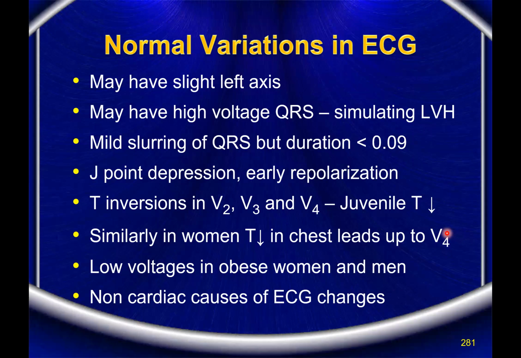Normal variations may include slight left axis, high voltages simulating LVH, mild slurring of the QRS, maybe just around 0.09, J point depression, early repolarization, T inversions up to V4, juvenile pattern. Similarly, in women also, chest lead T inversion can be seen up to V4. If it is a woman's ECG, you can expect this up to V3, V4. Voltages in obese women and men are lower. Non-cardiac causes of ECG changes are also there.